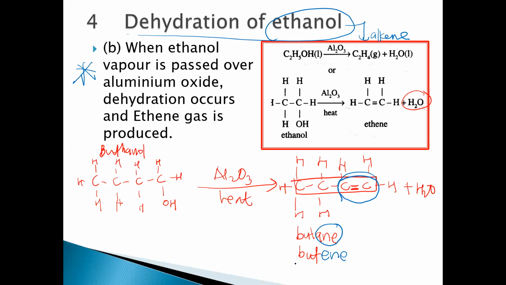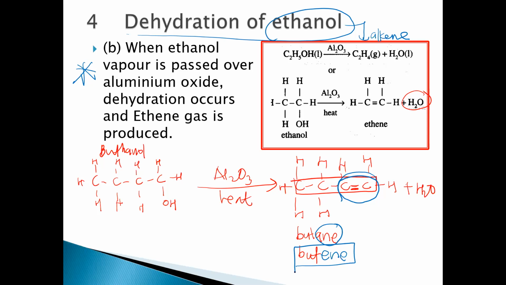Okay? So yes, this is butene. Now, the answer is actually wrong. Why is the answer not butene? Because I can be more specific. Can someone help me to be more specific here? Butanol, butene, dash salah.